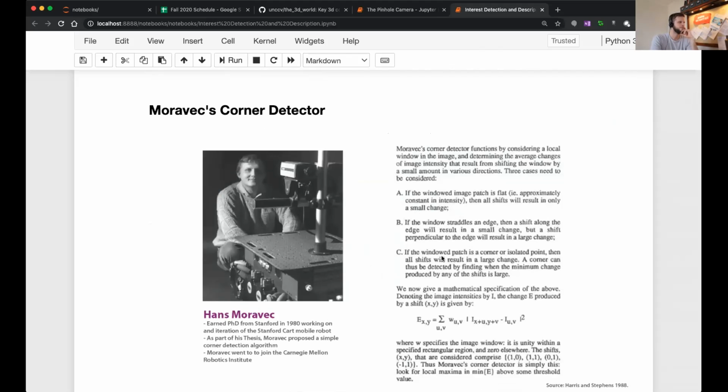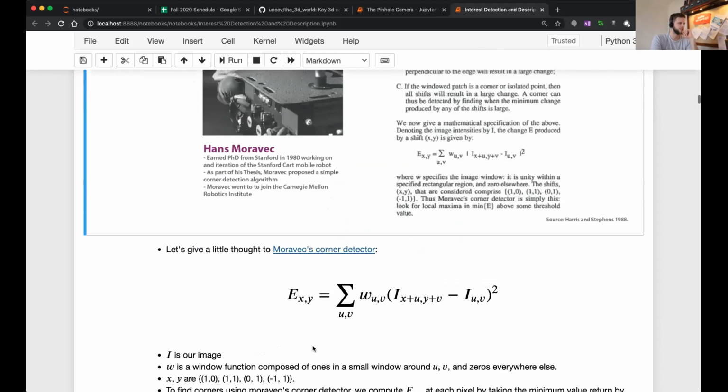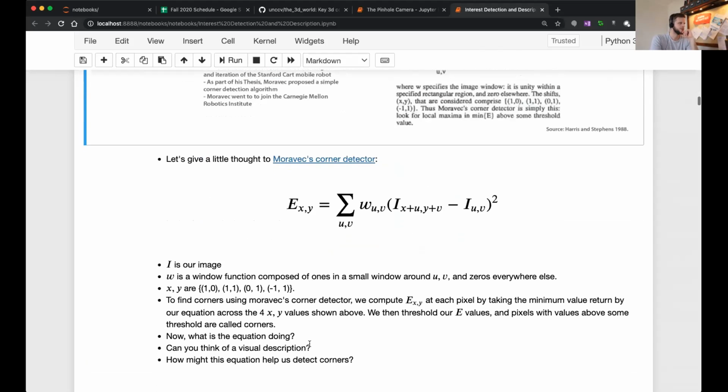And he developed an algorithm to find corners to track. Now we won't spend too much time on the math here, but this is the equation that he came up with. And it's actually really, really simple. It might look a little bit hard, but it's not too bad.